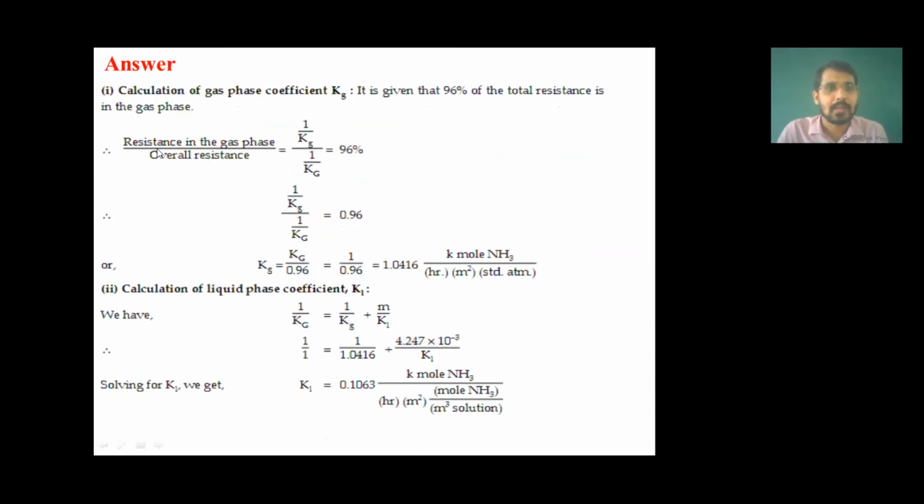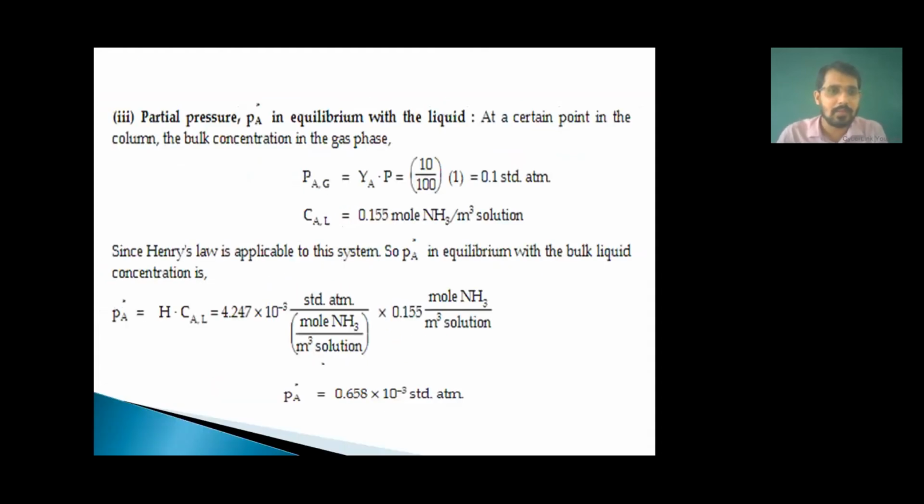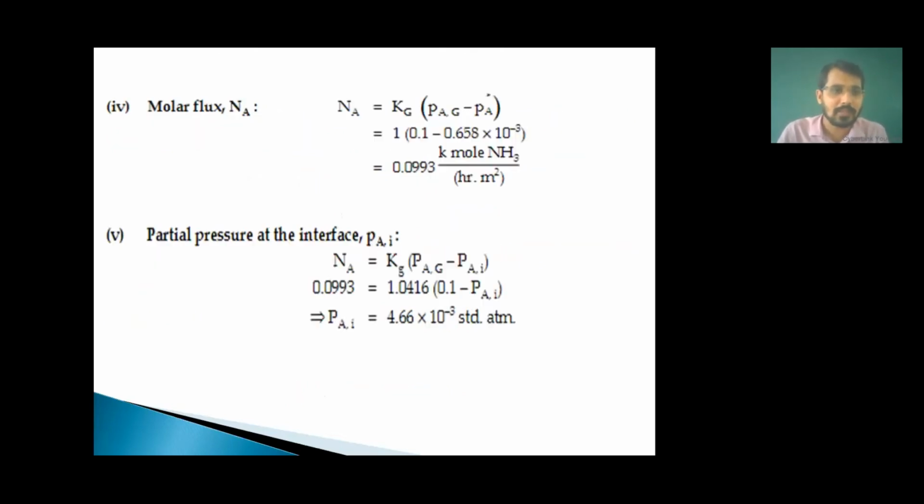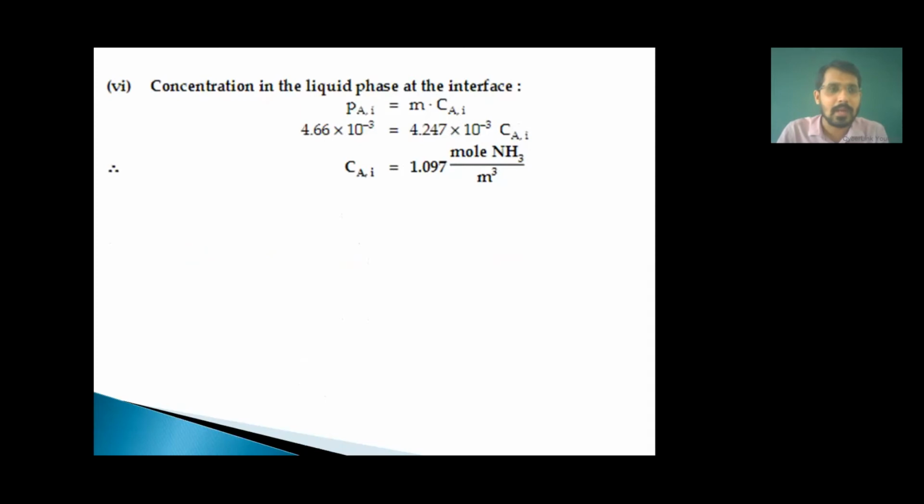First one is the calculation of the gas phase coefficient, that is small kg. Second one, calculation of the liquid phase coefficient, that is small kl. After that we have to find the partial pressure Pa in equilibrium with the liquid. After that the fourth term, molar flux Na. After that the partial pressure at the interface Pai. And finally we have to calculate the concentration in the liquid phase at the interface, that is Cai.